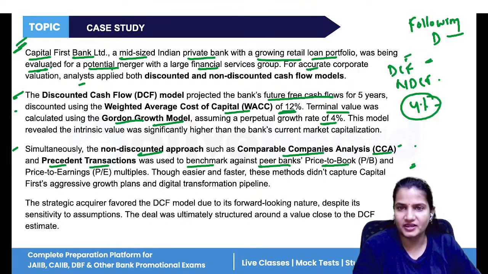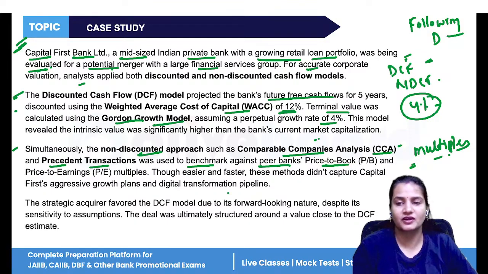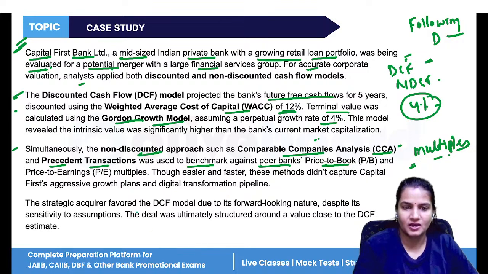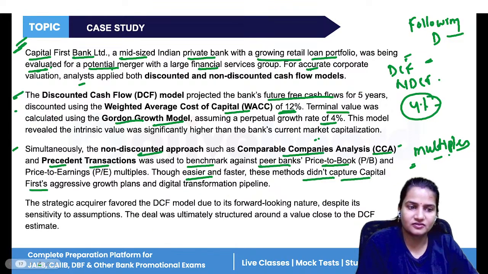So, PB ratio, PS ratio, these are what? These are the multiples when we are using the comparable approach. Now, though easier and faster, these methods did not capture Capital First's aggressive growth plans and digital transformation pipeline.